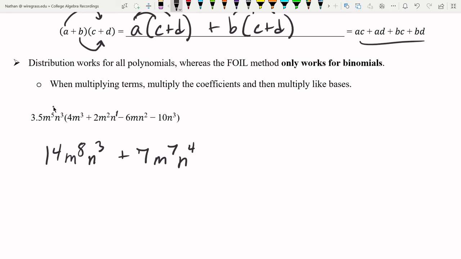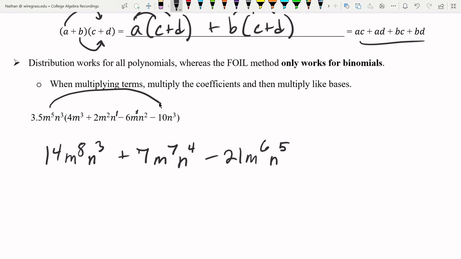Okay. The next one is going to be 3.5 times 6. That's going to be 7 times 3, so 21. That's going to be negative 21. M to the 5th times m to the 1 power. Add the exponents. 5 plus 1 is 6. N cubed times n squared is going to be n to the 5th power. 3 plus 2 is 5.